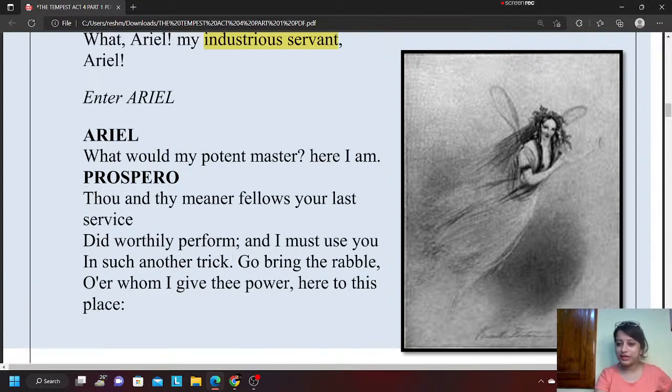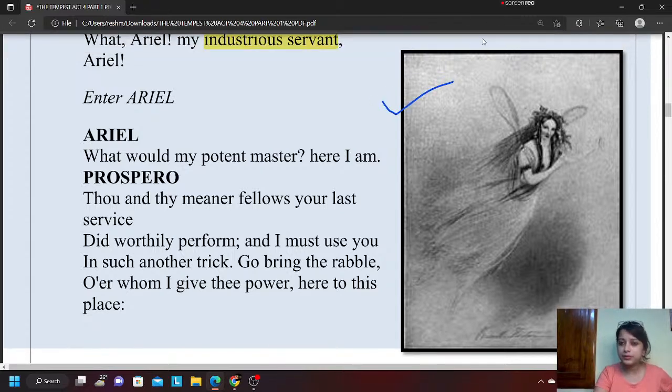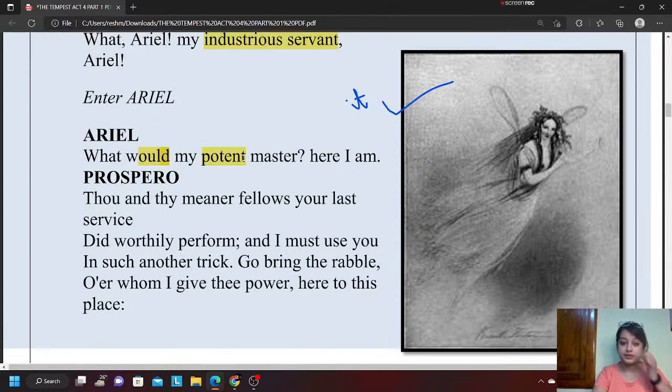You have the picture of Ariel. Ariel cannot be identified as a man or a woman because it is just a spirit. So we can refer to Ariel as it, always. No gender, so always it. Now Ariel comes in. What is thy pleasure, my potent master? So what is your wish, my master? Potent means powerful. Here I am, so I am over here to follow your orders.